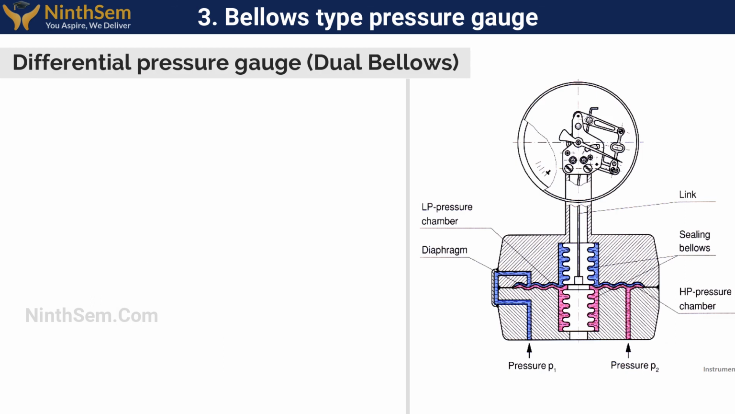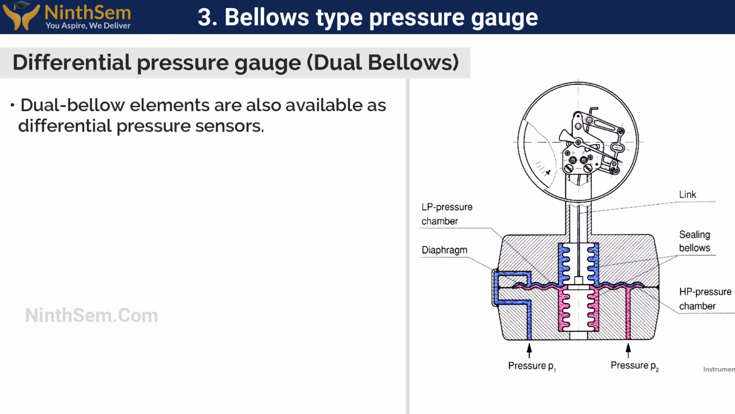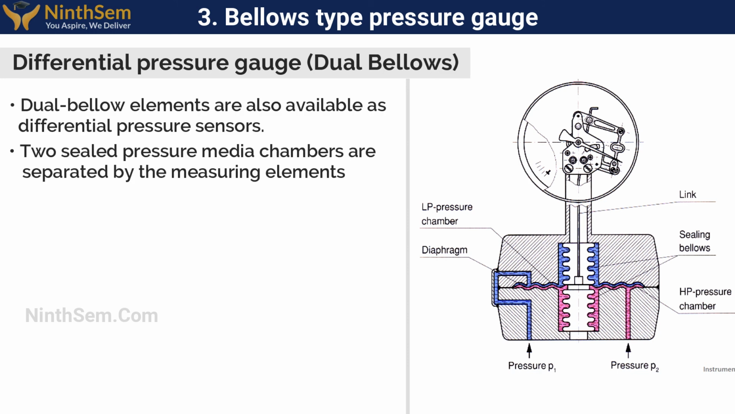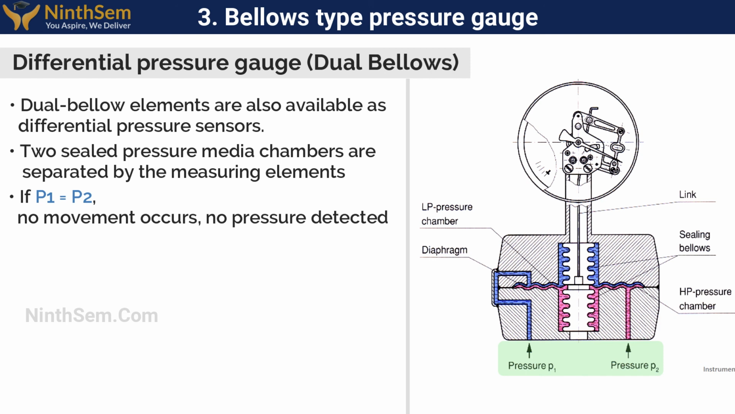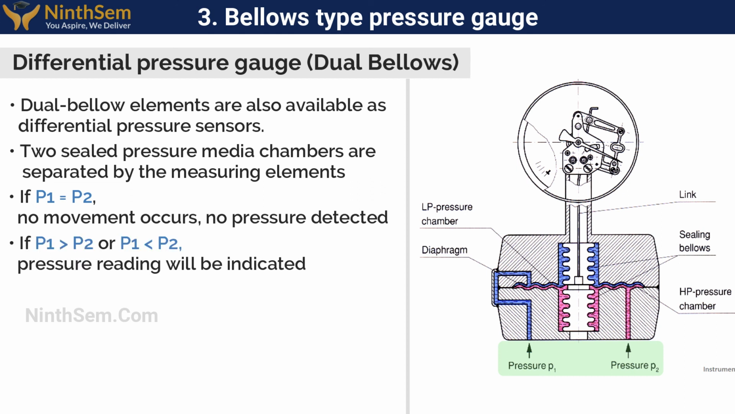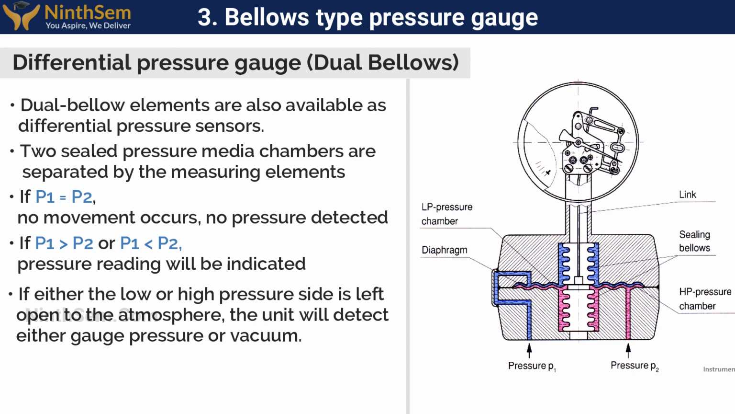Now come to the differential pressure gauge. Here we use dual bellows. Dual bellows elements are also available as differential pressure sensors. Two sealed pressure media chambers are separated by the measuring element. If both operating pressures are the same, no movement occurs and no pressure is indicated. When one of the pressures is either higher or lower than the other, a reading will be indicated. If either the low or the high pressure side is left open to the atmosphere, the unit will detect either gauge pressure or vacuum pressure. What are the advantages?